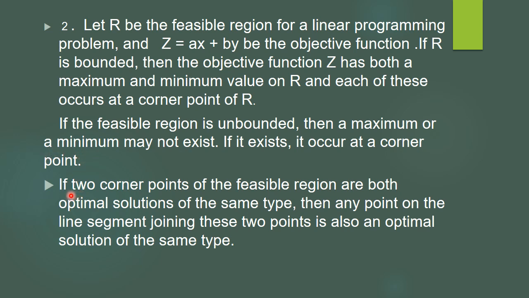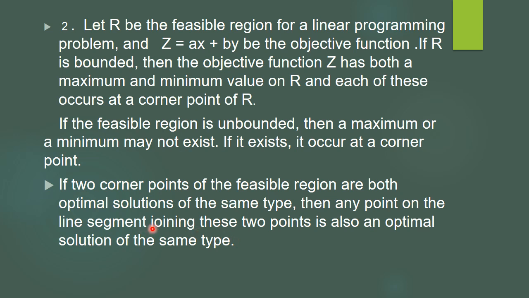Now, sometimes it happens that two corner points of a feasible region are both optimal solutions of the same type. It means we get two maximum values or two minimum values at the two corner points of the feasible region. Then any point on the line segment joining these two points is also an optimal solution of the same type.